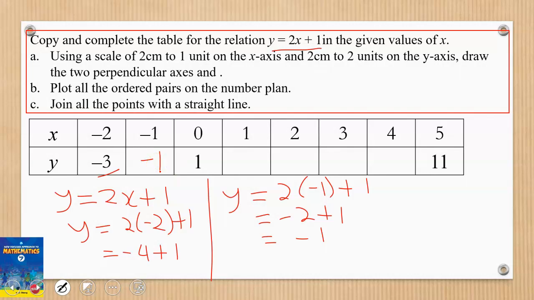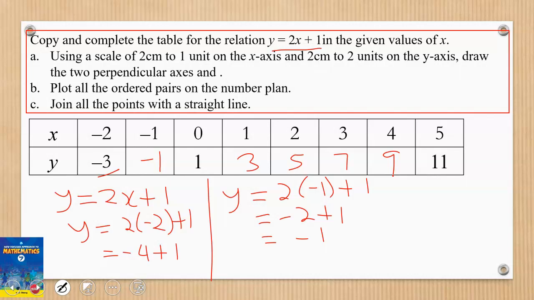Then when you put in 0, you get 1. When you put in 1, it's going to be 1 times 2 plus 1, which is 3. When you put in 2, 4 plus 1, 5. You put in 3, 6 plus 1, 7. If you put in 4, 4 times 2 plus 1, which is 9. So that becomes all the points.